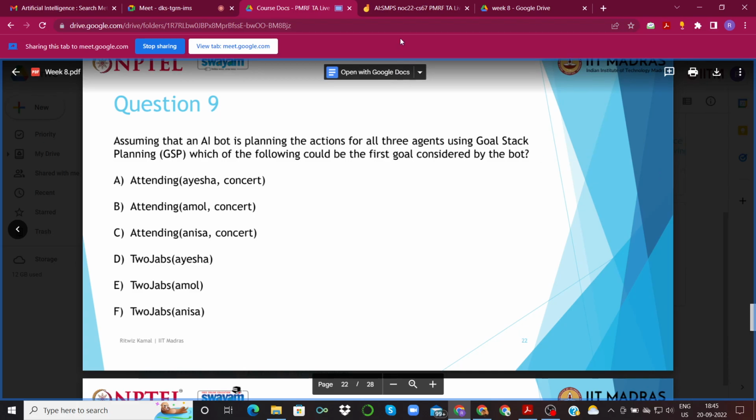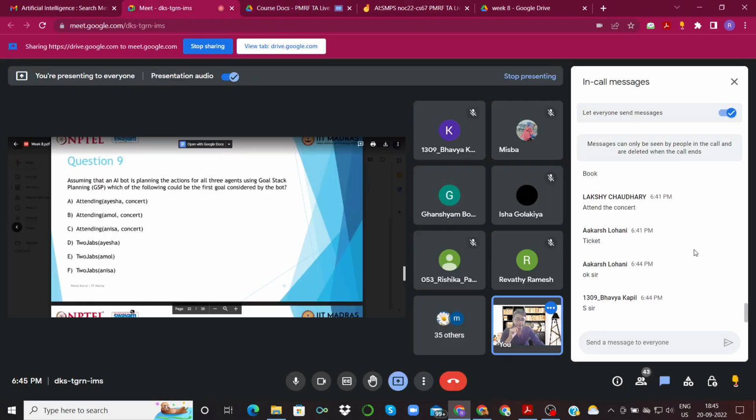Sir, before moving further, I just want to confirm: if we are doing backward state space planning, will the first operator be directly the goal, that means what we need to achieve? No. The goal is a set of predicates, so it doesn't have an operator.